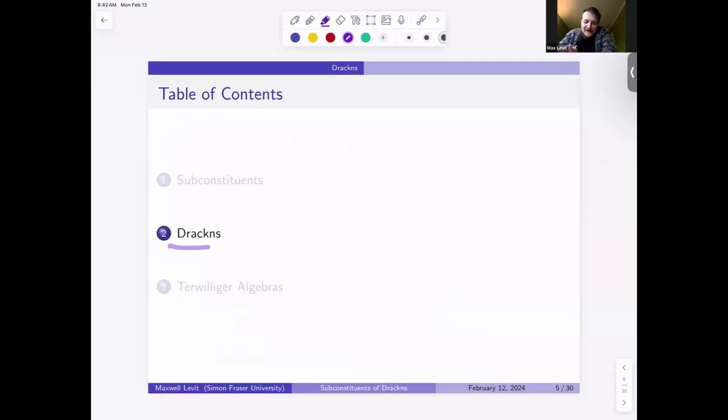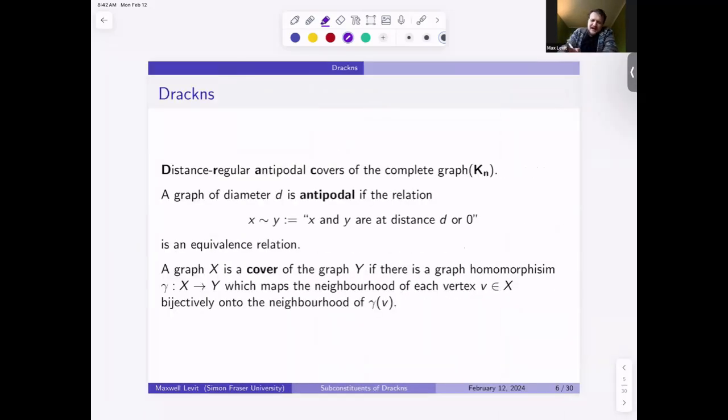Okay. So drackns. What is a drackn? I've said this word several times. Not really a word, but it's a pretty good acronym. A drackn is a distance regular antipodal cover of the complete graph. That's where the KN comes in. I believe this terminology is due to Chris. So I should define all these pieces of what I'm talking about now.